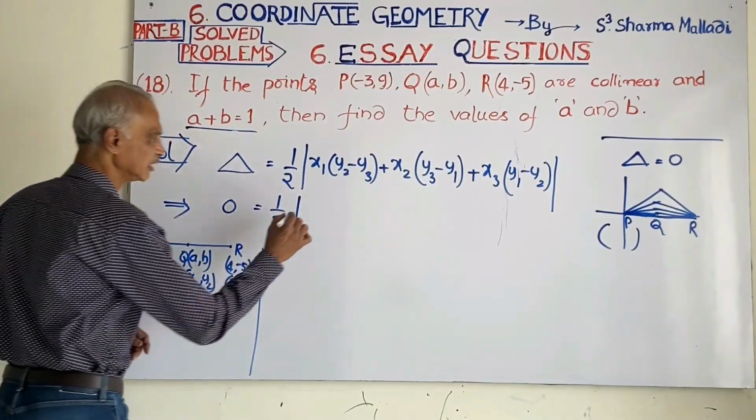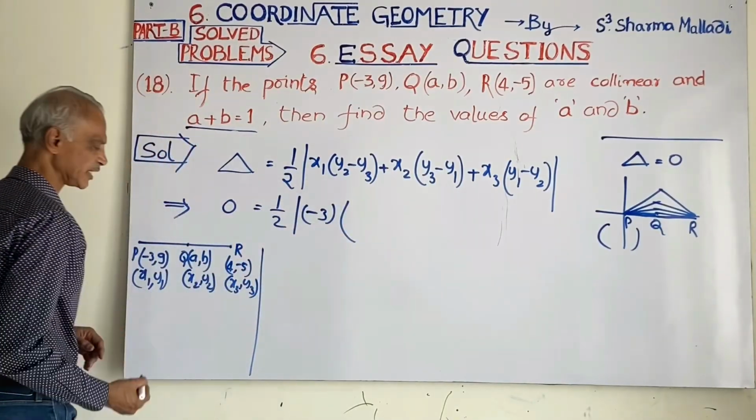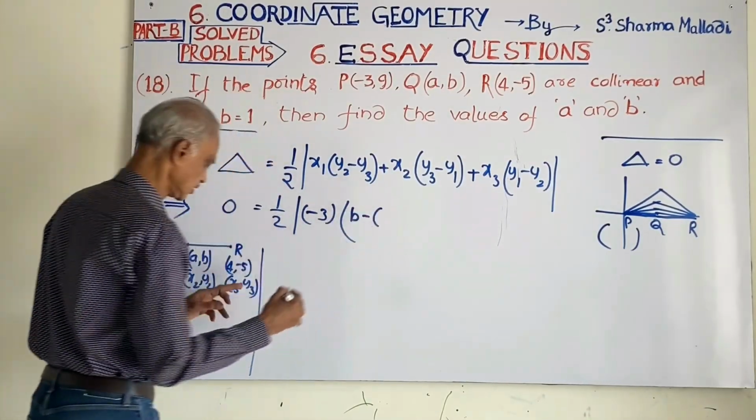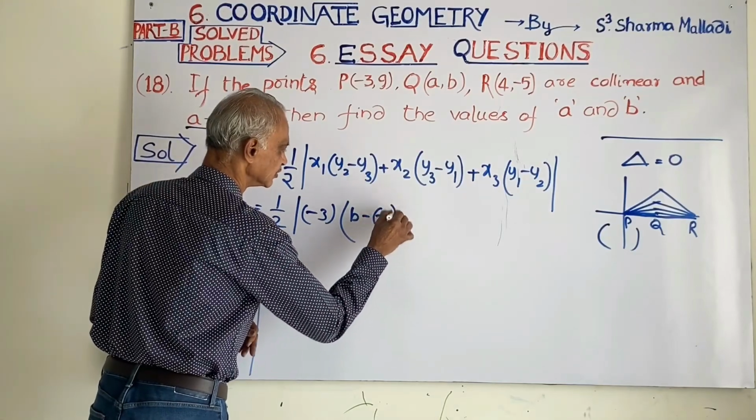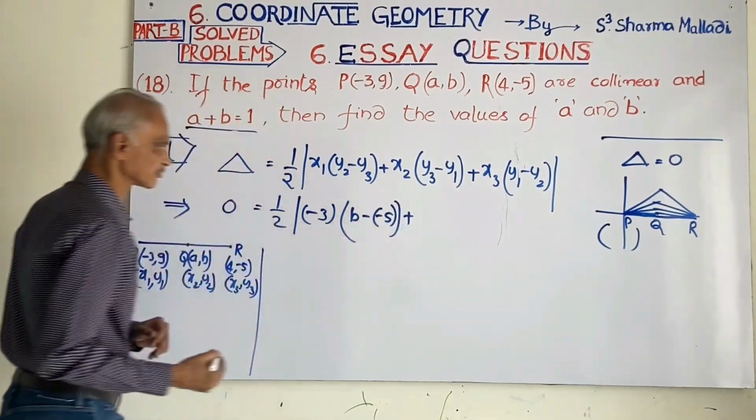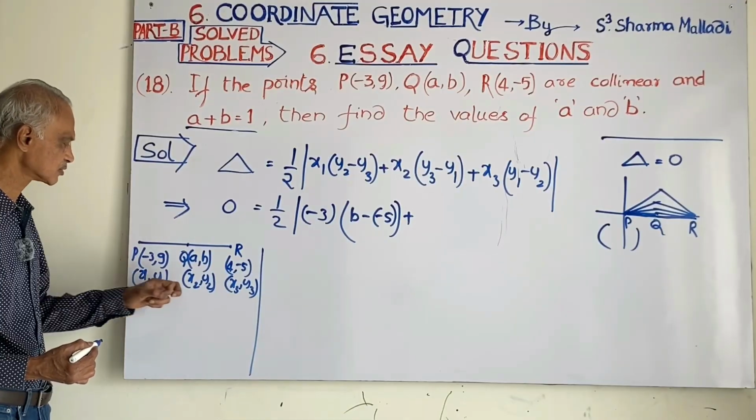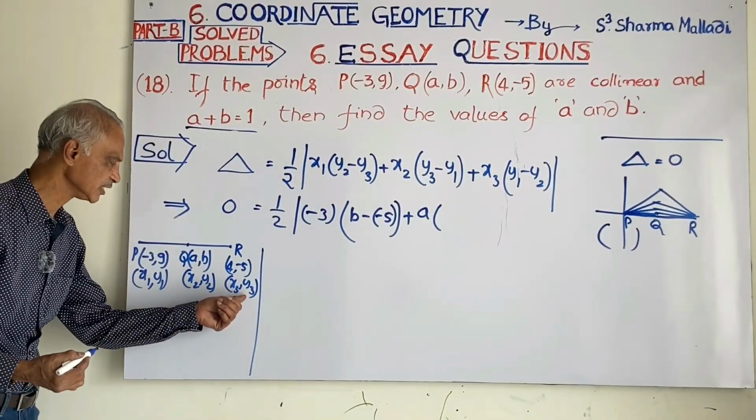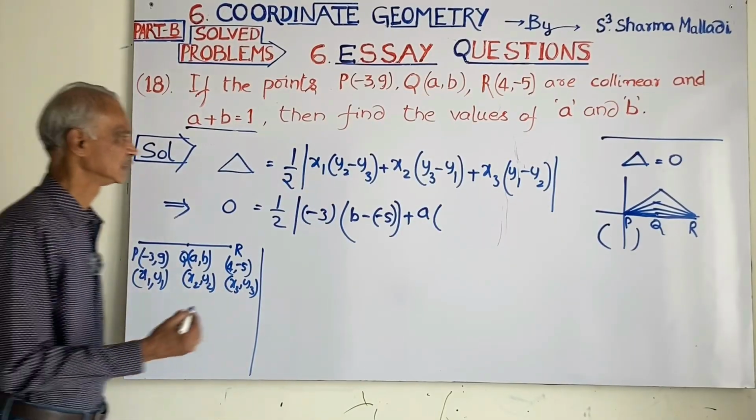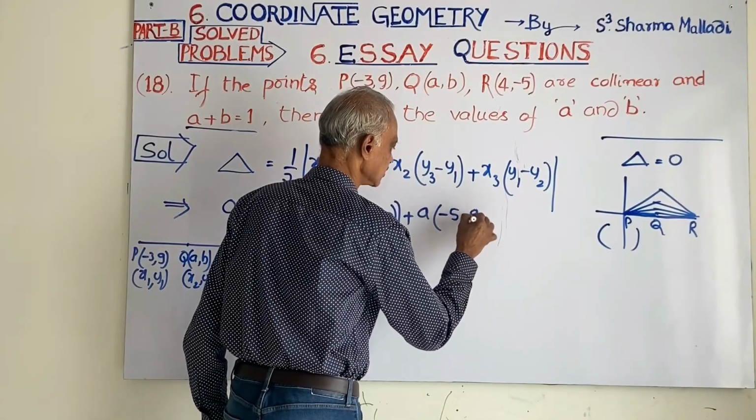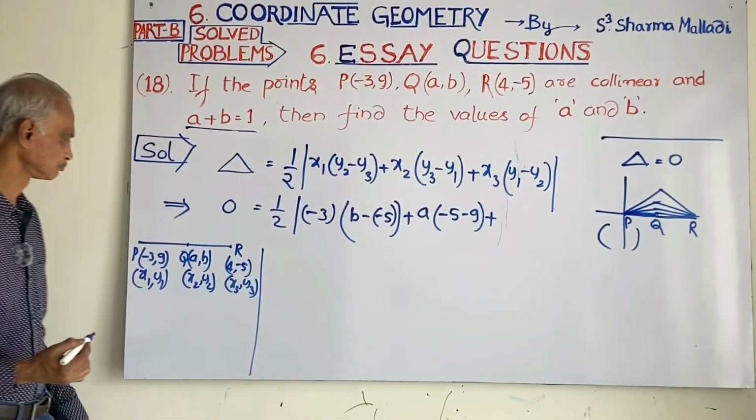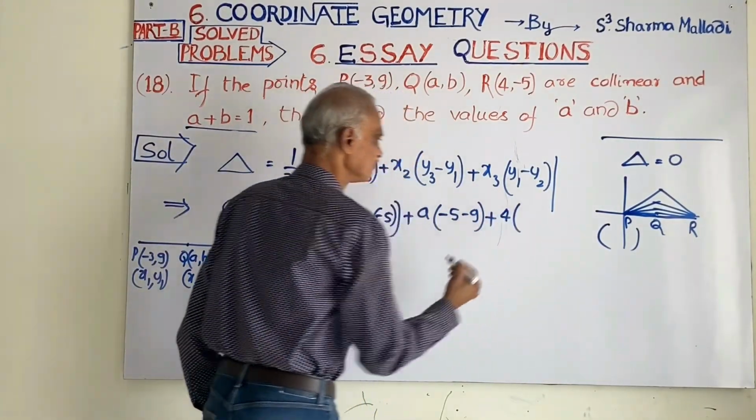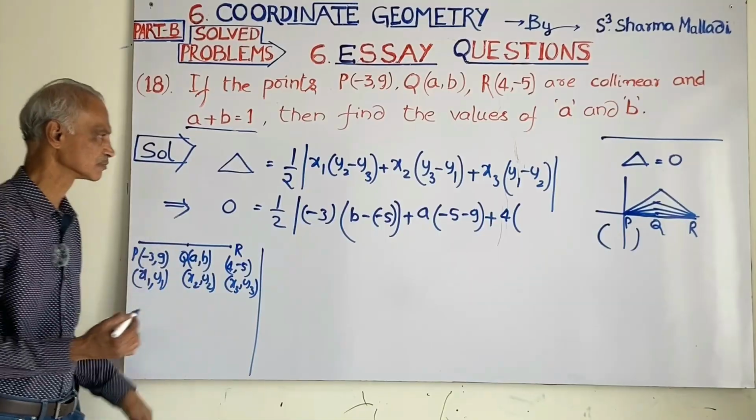Half into. What is x1 here? Minus 3 into y2 minus y3, which is b minus of minus 5, plus x2. What is x2 here? a into y3 minus y1, minus 5 minus 9, plus what is x3? 4. 4 into y1 minus y2, which is 9 minus b.